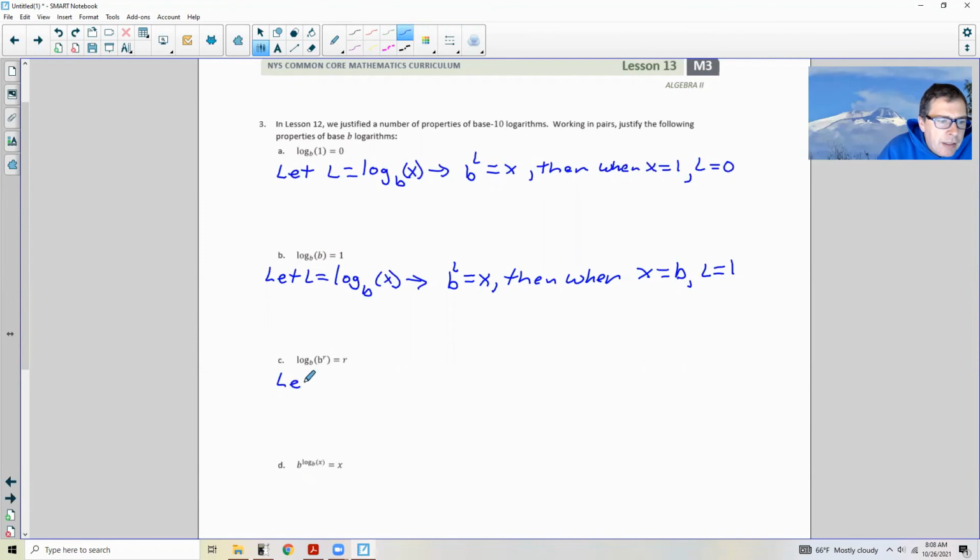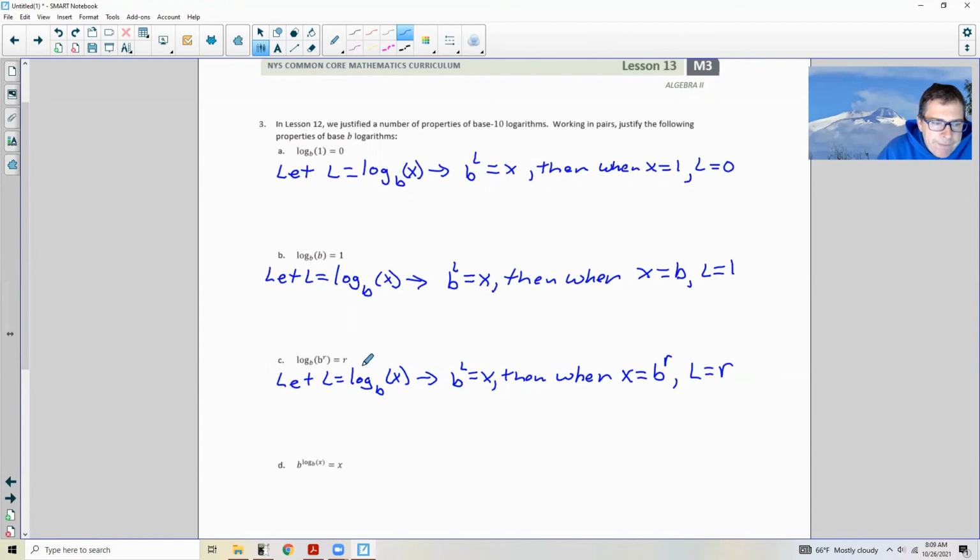All right. Next, let L equal log base b of x. So therefore we get b to the L equals x. So when we look at this, what do we have? We have R. What is X? L is my R. Okay. And X is B to the R. So then when X equals B to the power of R, L equals R.